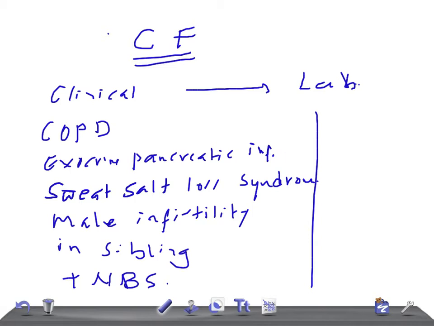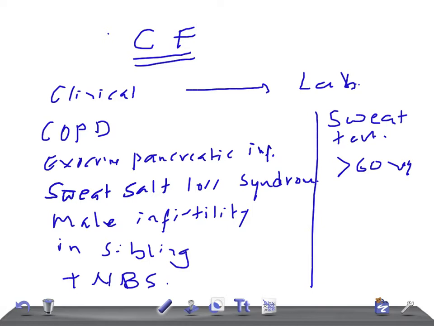From a laboratory evidence used for diagnosis of cystic fibrosis, there is evidence of a positive sweat test. Very important, sweat test. What is a positive sweat test? A sweat chloride concentration more than 60 milliequivalents per liter on a sample of at least 100 milligrams obtained after a maximal stimulation by pilocarpine iontophoresis.